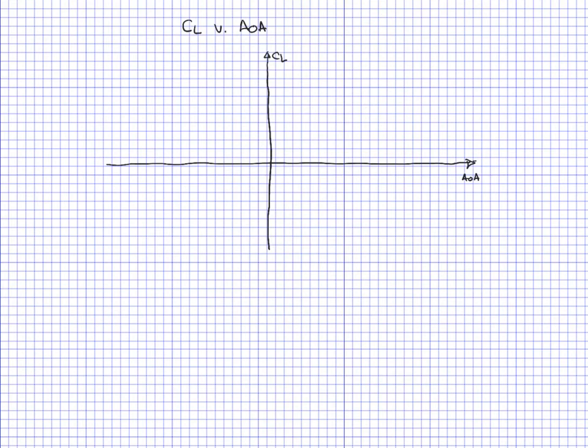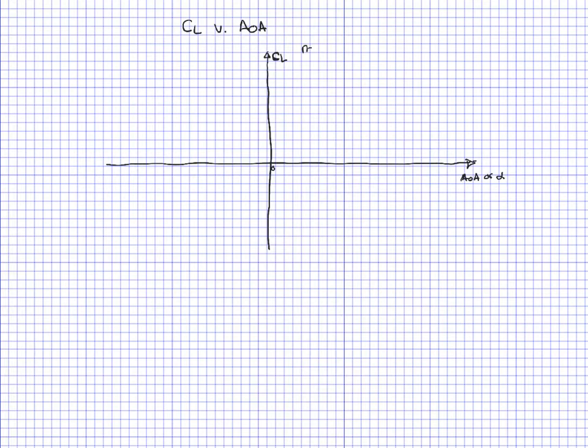I'm going to draw a coefficient of lift versus angle of attack graph. The y-axis is going to be coefficient of lift, and the x-axis is going to be AoA, or angle of attack, or alpha. So we're going to have a 0 right here. So x is going to be angle of attack or alpha, and CL is going to be the coefficient of lift.